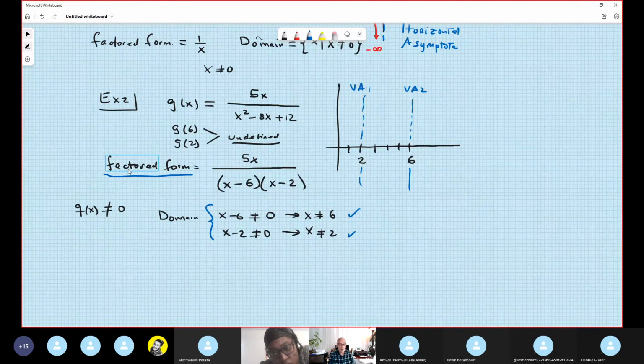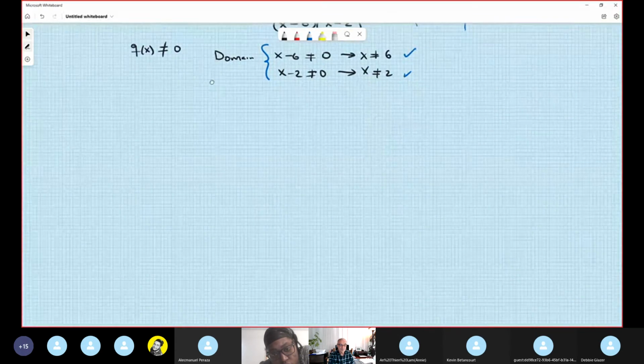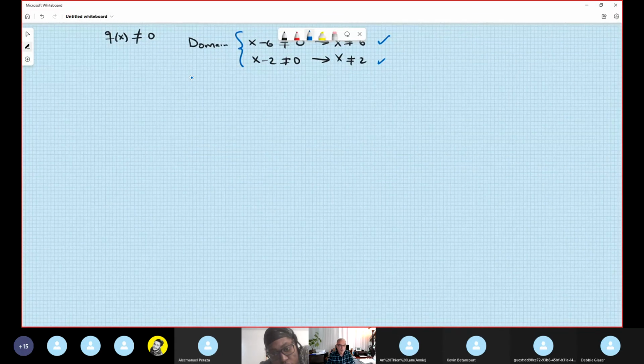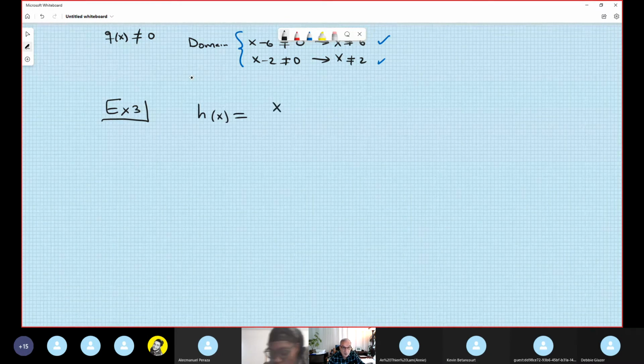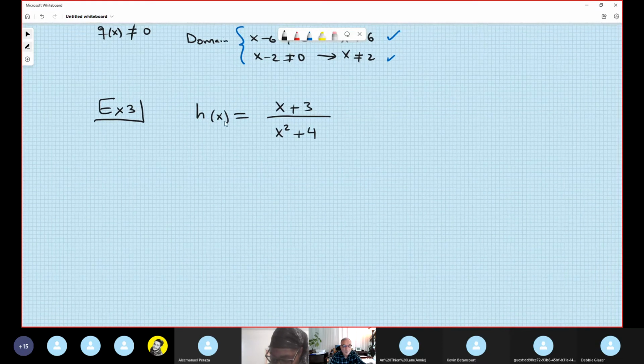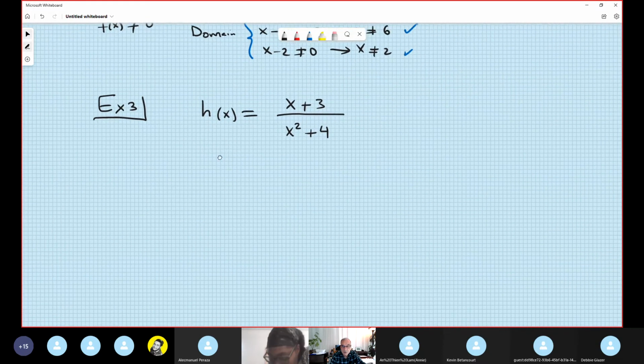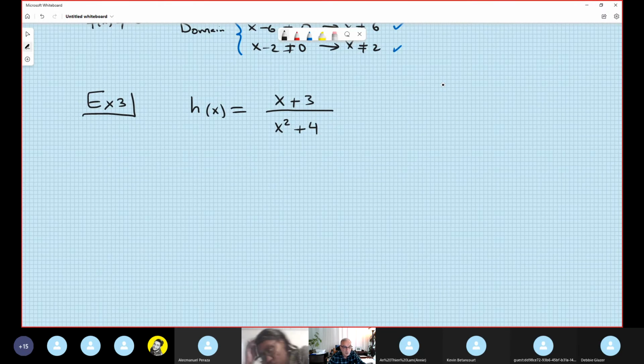Okay. One more example. Example 3. Example 3 brings me a new situation. It is h of x equals x plus 3 over x squared plus 4. Wow. Okay, let me try to understand this. Factor.